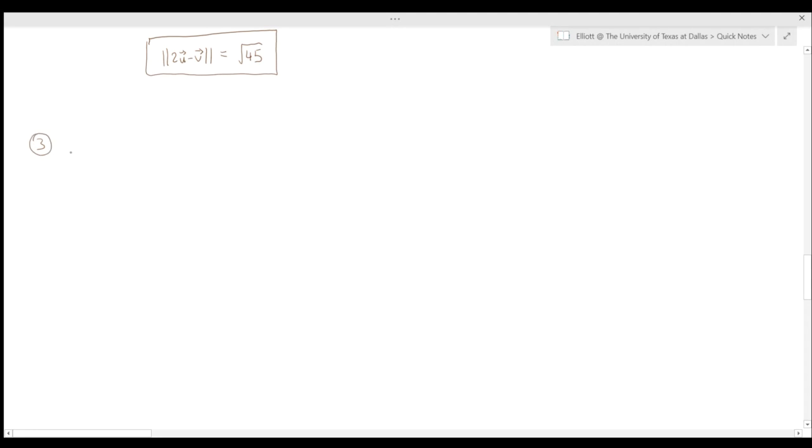So now I want to talk about the angle between two vectors. So I'll start by drawing a picture. Let's say this is U, and let's say this is V. All right, so in this picture, there are two angles that I could associate between the vectors U and V. I have this smaller angle, and then there's also this larger angle as well.